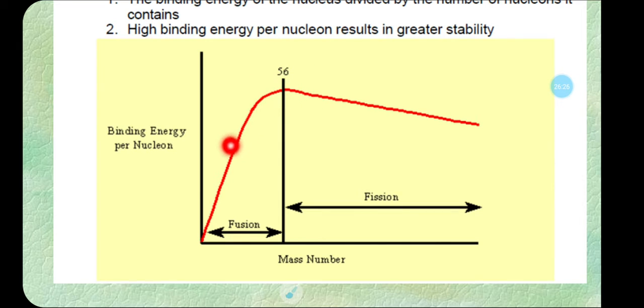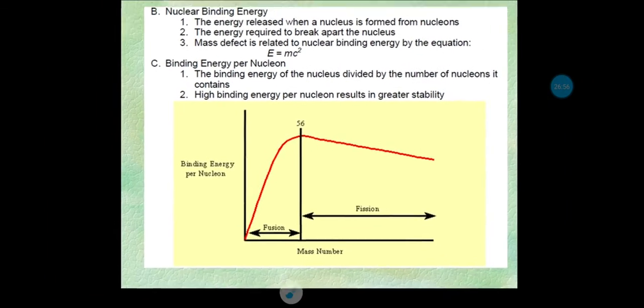Below mass number 56, the binding energy decreases, and the elements present in this portion undergo nuclear fusion reaction, and the elements having mass number more than 56 undergo nuclear fission type of reaction. So this is the overall stability profile according to binding energy.